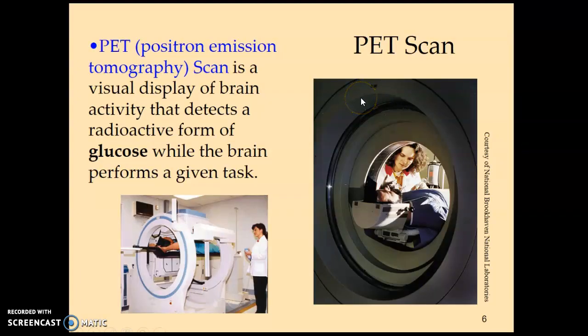Next one, we have a PET scan. It's going to look similar to an MRI, but what they're going to do is inject you with a radioactive form of glucose. It's not harmful, but it's going to allow the psychologist and the neurologist to see the function of the brain. Because every time you think, you burn glucose. So by putting this glucose in the brain, they can then see the brain functioning.